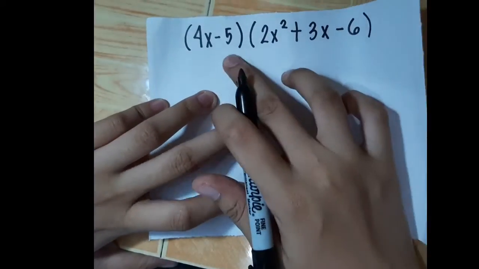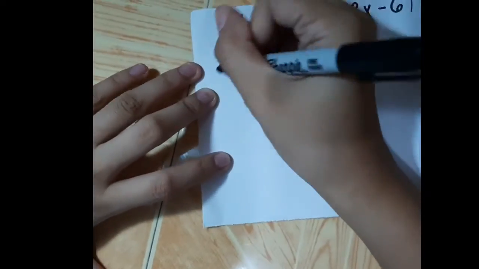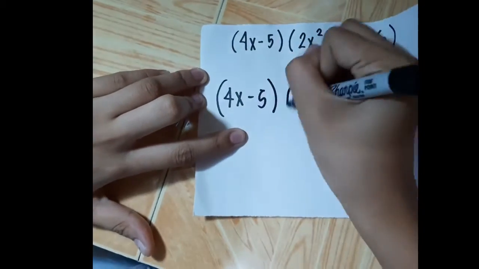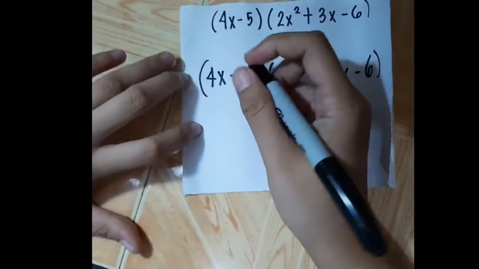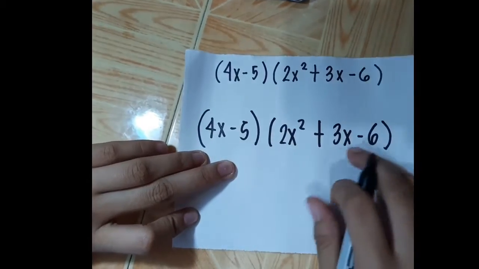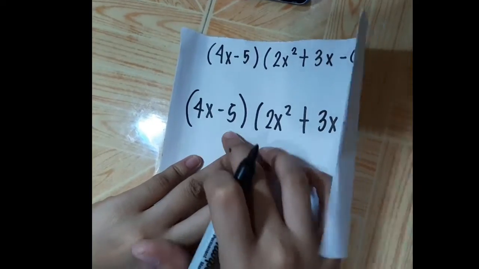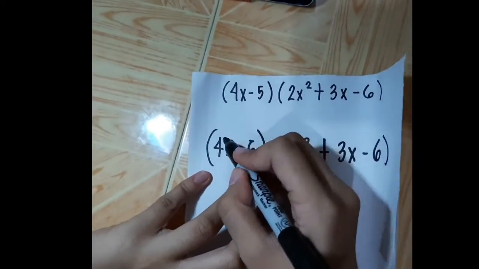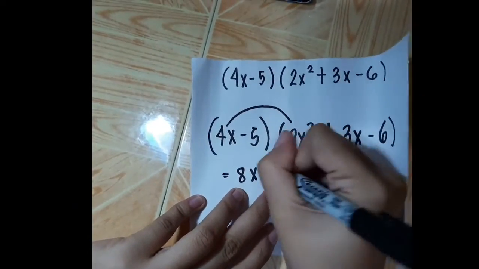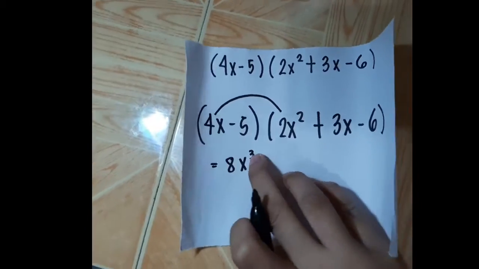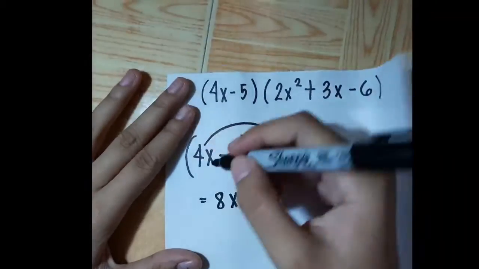The last example is 4x minus 5 times 2x squared plus 3x minus 6. So we write this: 4x minus 5 times 2x squared plus 3x minus 6. Step 1, distribute each term of the first polynomial to every term of the second polynomial. In this case, we need to distribute the 4x and the negative 5. So 4x times 2x squared equals 8x cubed, since 1 plus 2 equals 3, so x cubed.